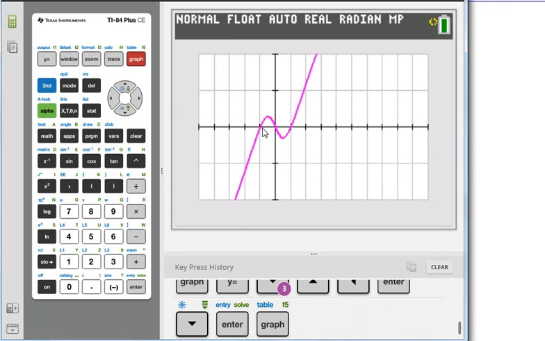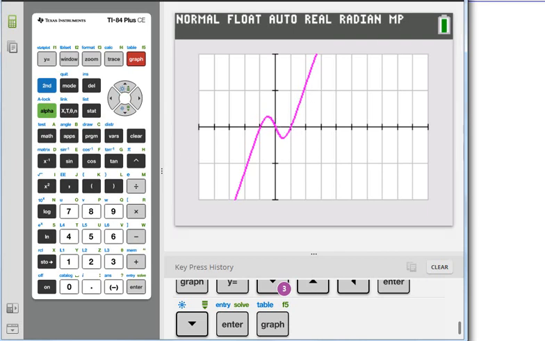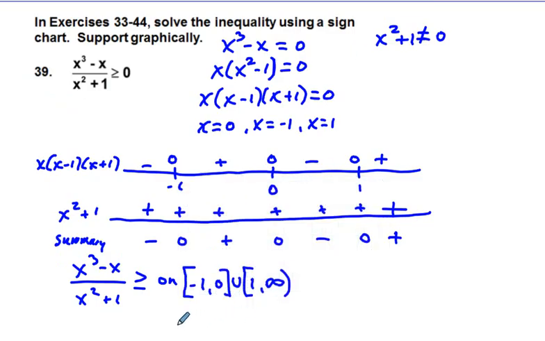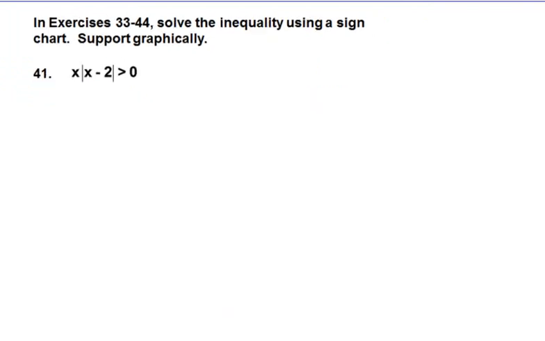Okay, do you see where we're greater than 0, greater than or equal to 0, between -1 and 0, and from 1 to infinity? So graphical confirmation here. Next on our problem is 41.